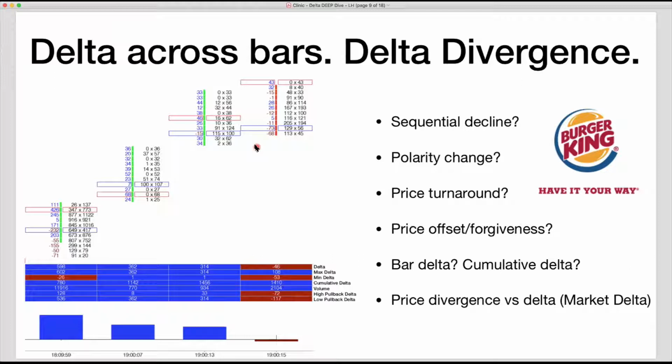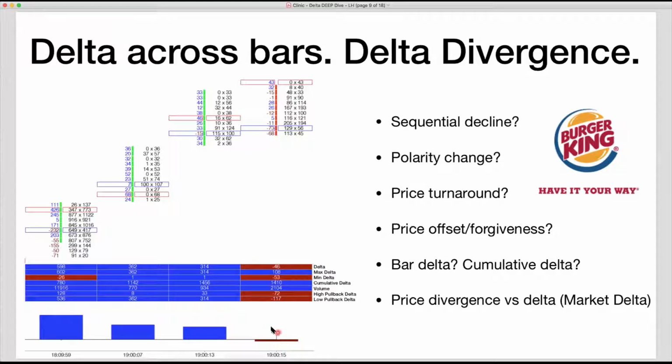Now, different vendors and different educators will have many different ways of explaining delta divergence. Who's right? Nobody. And so understand how you could possibly classify it, and you decide the way in which you want to see it. So we could have a sequential decline of the deltas like we're seeing here. This is lower than this is lower than this is lower than this. This one's negative. It's changed from positive to negative. The polarity has changed.